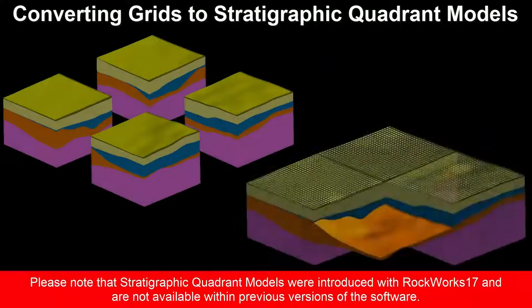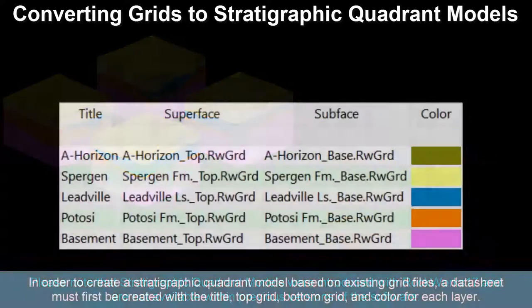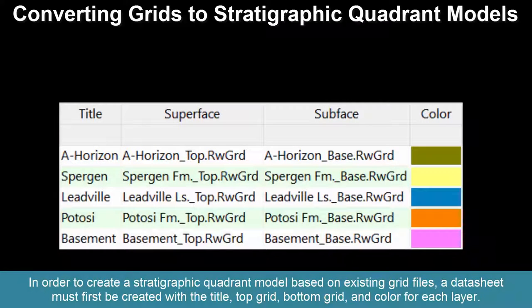Please note that stratigraphic quadrant models were introduced within RockWorks 17 and are not available within previous versions of the software. In order to create a stratigraphic quadrant model based on existing grid files, a datasheet must first be created with the title, top grid, bottom grid, and color for each layer.